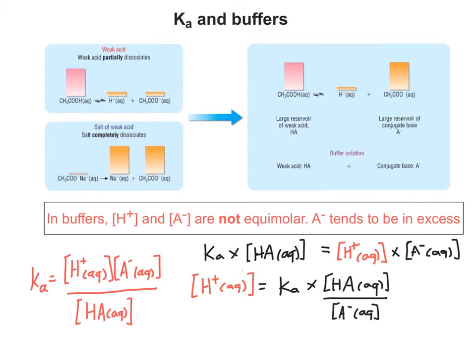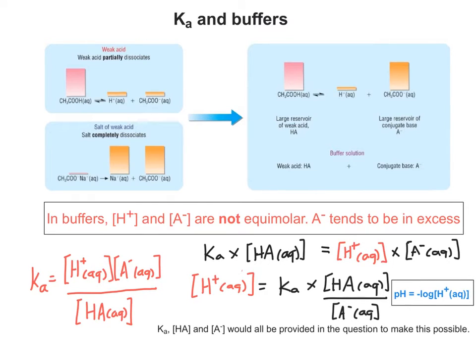The concentration of H+ in aqueous solution equals the Ka value times the concentration of the weak acid over the concentration of the conjugate base. And all three of those components of the equation would be given in the question to make this mathematically possible, which finally allows us to work out the pH of the buffer using the standard pH expression.